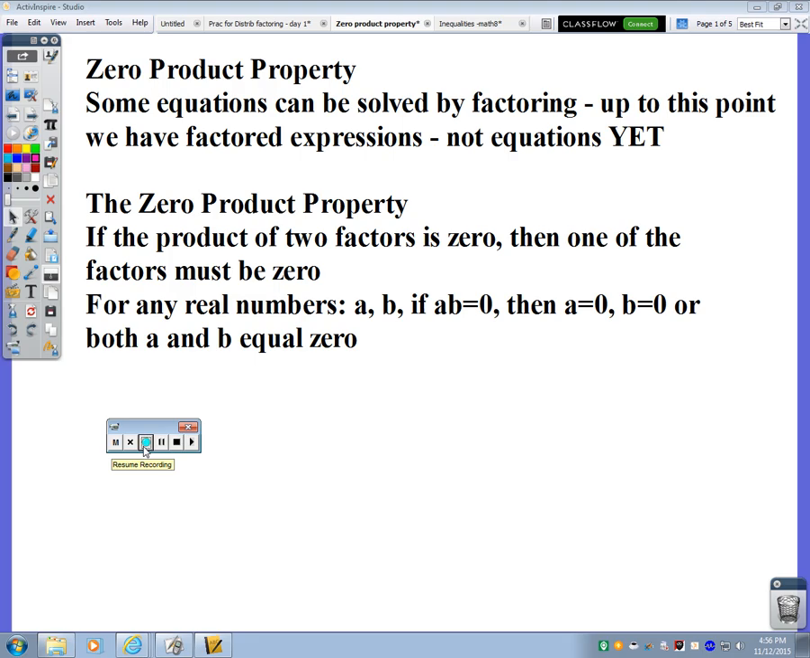Okay, today's lesson we're doing the zero product property. Some equations can be solved by factoring. Up to this point, we have factored only expressions, not equations yet.